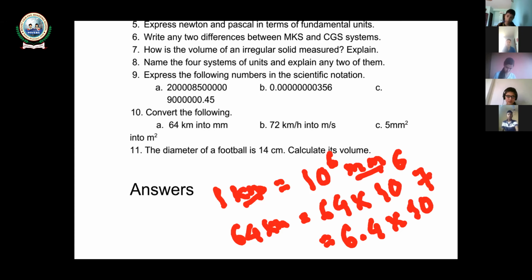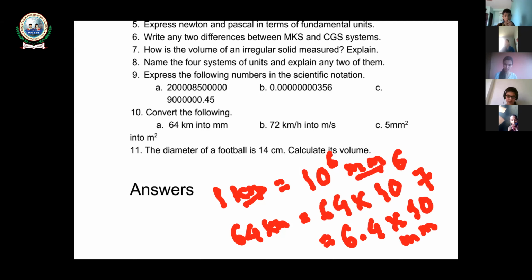That is shifting the decimal to the left side. It always makes an increase in the positive power. So there was 6, and shifting the decimal 1 digit left, 6 becomes 7. So 64 kilometer means 6.4 into 10 power 7 millimeter.